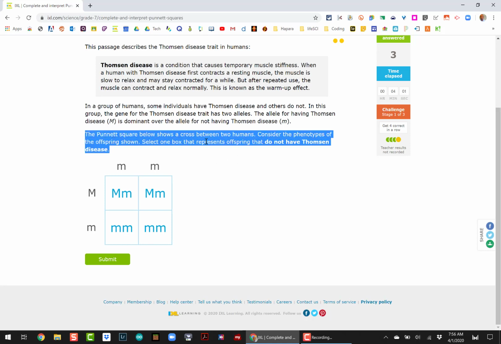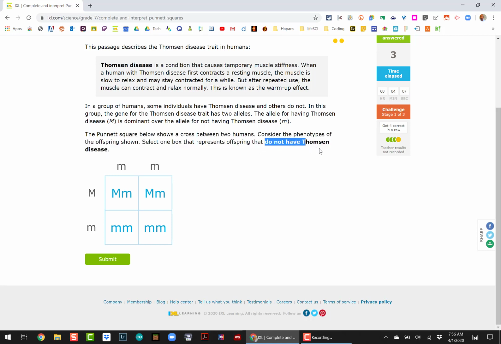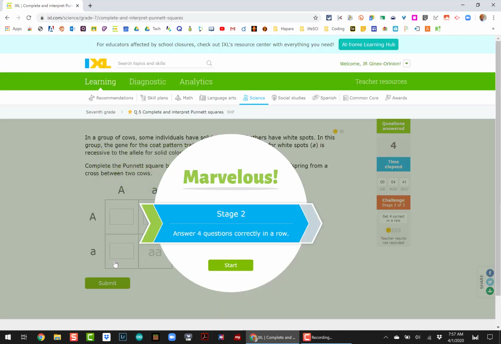paragraph right here. The Punnett square below shows a cross between two humans. Select the box that represents offspring that do not have Thomson disease. So note, the allele for having Thomson disease, M, is dominant over the allele for not having Thomson disease. So this is the allele for not having Thomson disease. Let's take a look. Which one would it be? Well, the one that doesn't have it would be the ones with the genotype little m, right? So we just have to pick one box. You can pick either one of these boxes right here, and we're good.